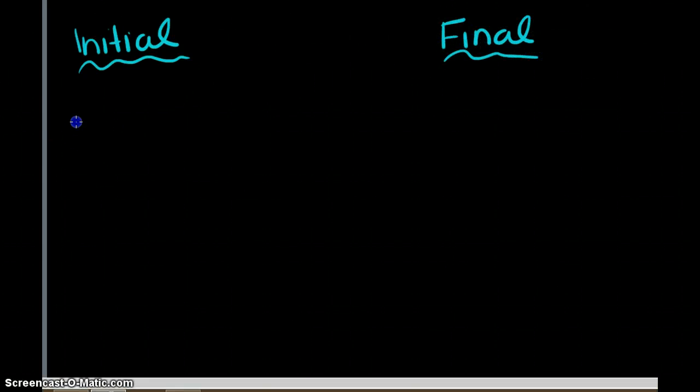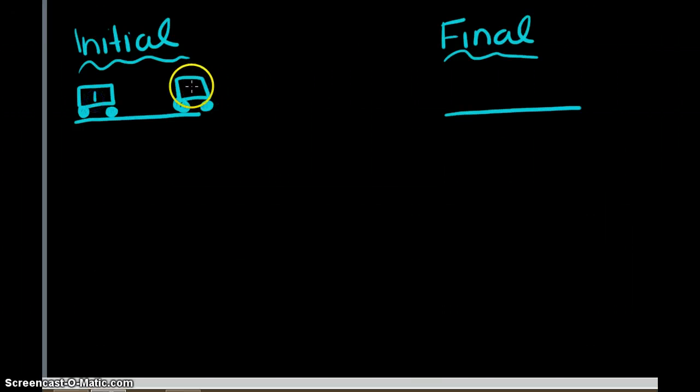So if we take a look at an example of two carts colliding. When you think about momentum problems, you always want to have an initial state picture and a final state picture. So if we imagine we've got two carts, here's my cart 1 and here's my cart 2. The mass of cart 1 is 4 kilograms, and the mass of cart 2 is 2 kilograms.